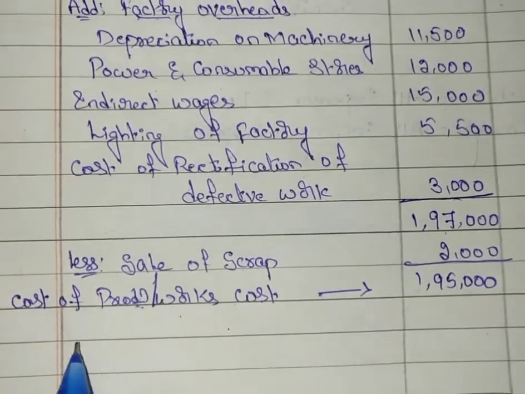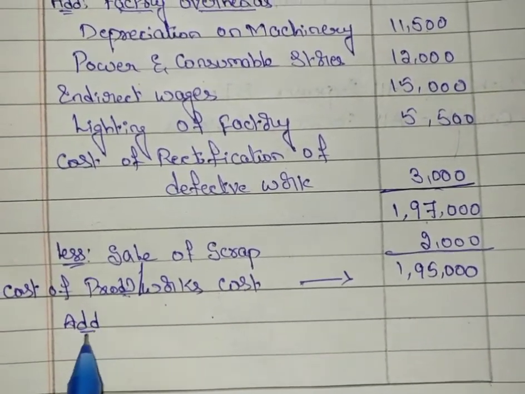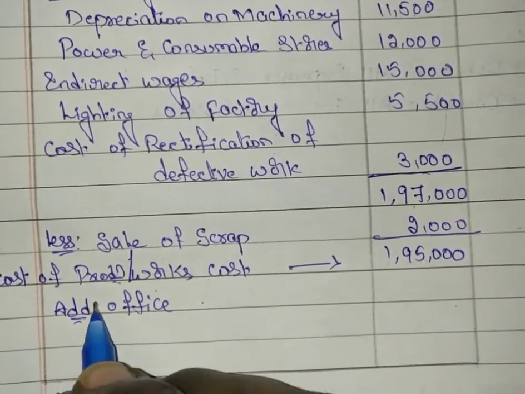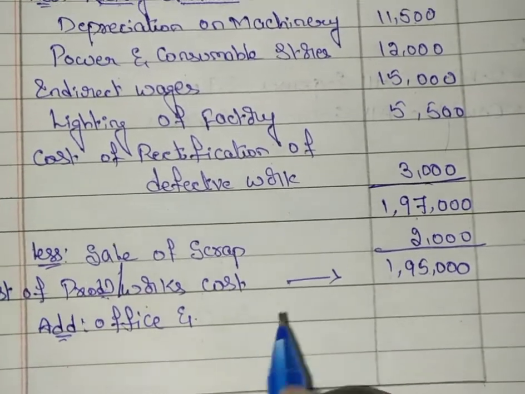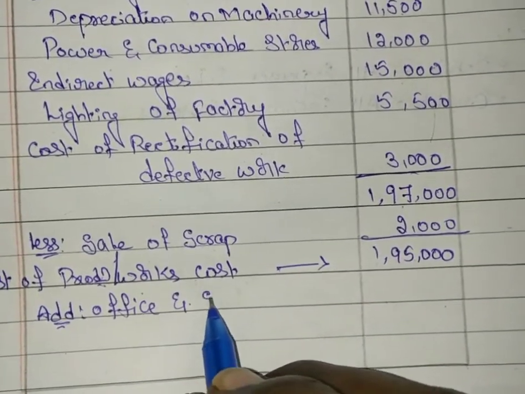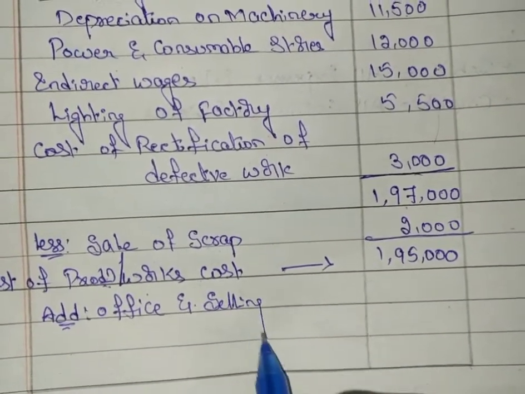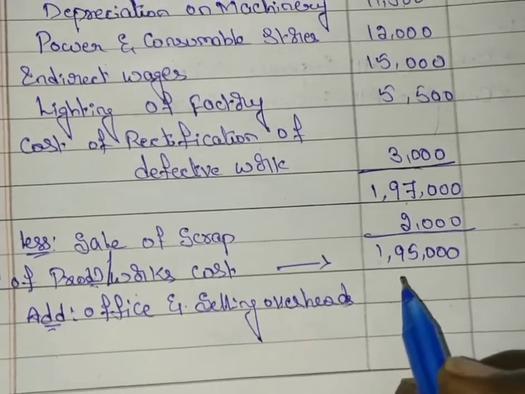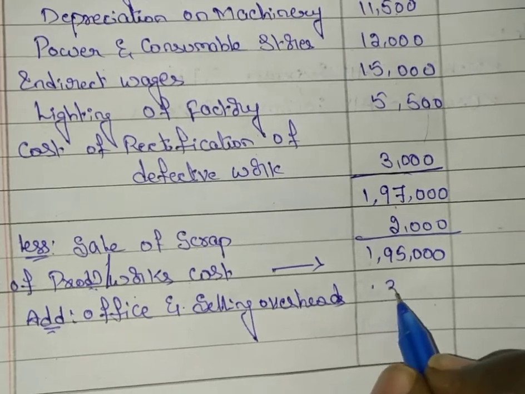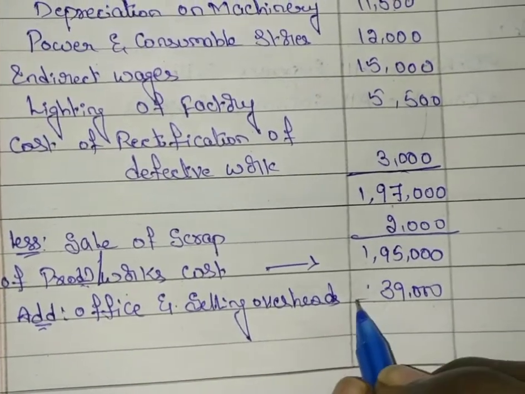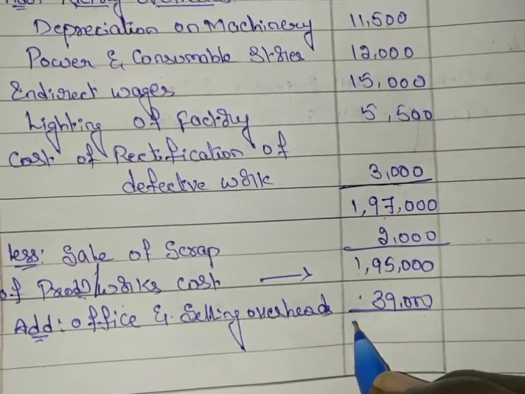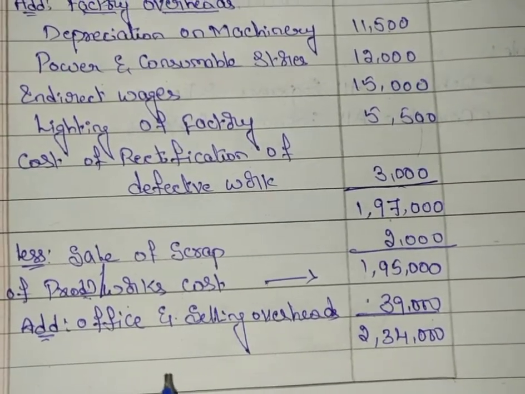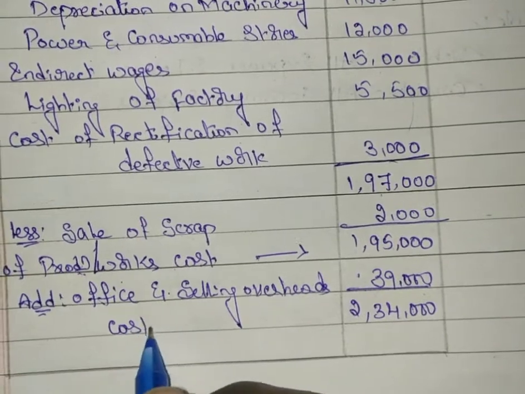Now we'll go for making the addition of office and selling overheads, whatever is given in the problem. So office and selling overheads, the amount is 39,000. So total it becomes 2,34,000. So this is cost of sales.